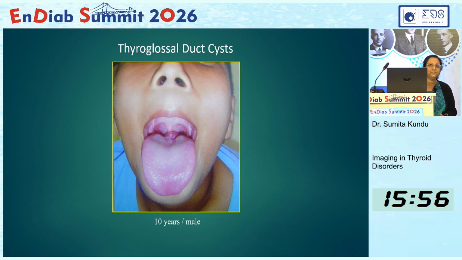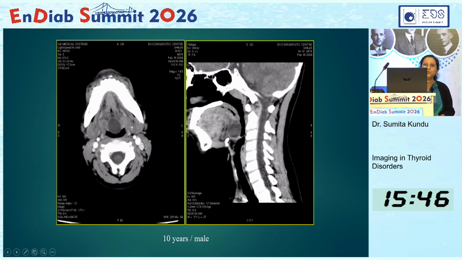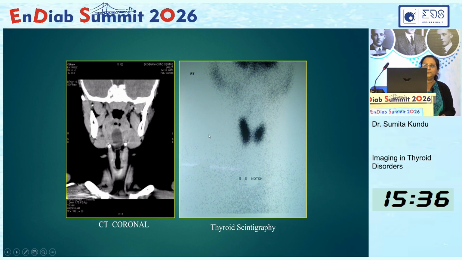So, not all lesions which we come for imaging will be a thyroid lesion. For instance, this 10-year-old boy with a nodule at the base of the tongue, which on CT scan showed a well defined cystic lesion. This is the sagittal image, this is the axial image. So, just from this we cannot say what it is. So, what we would do is proceed for a thyroid scintigraphy, where you can see that the region of the nodule is not showing any uptake, whereas the normal uptake is seen in the region of the thyroid gland. So, this is not a lingual thyroid, it is a thyroglossal cyst.